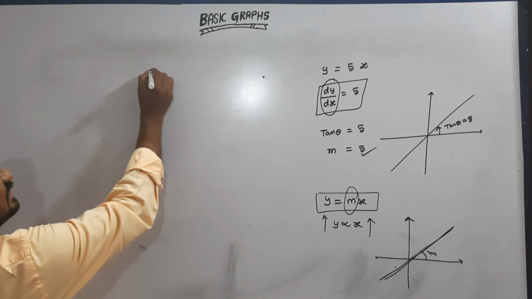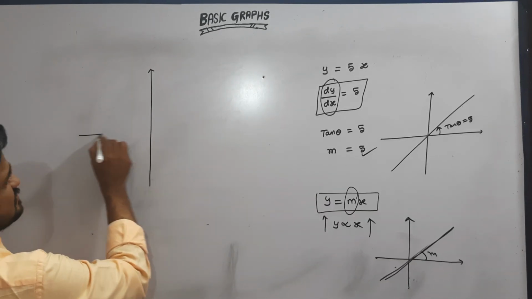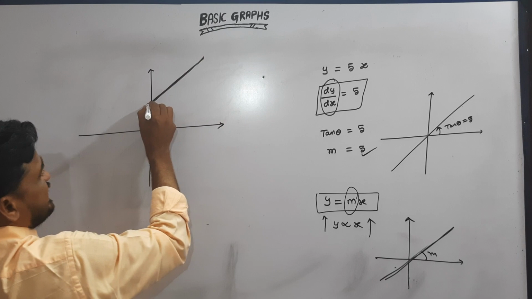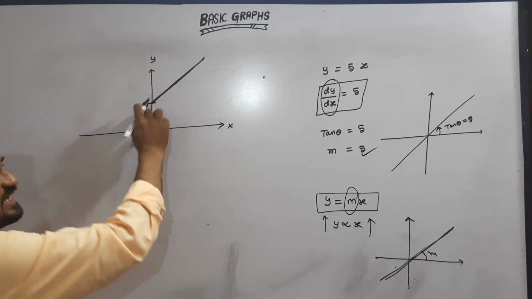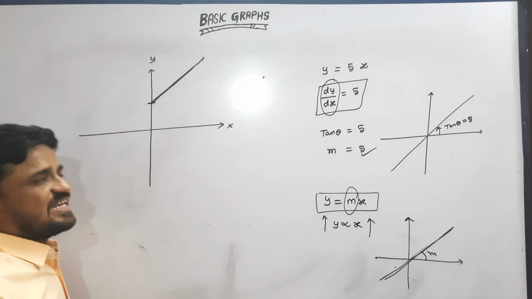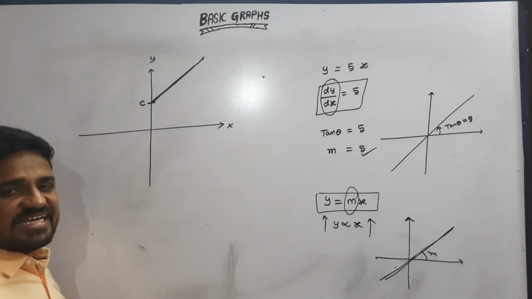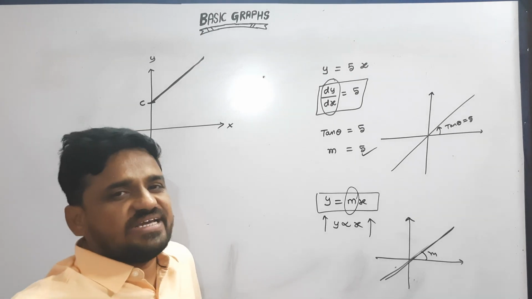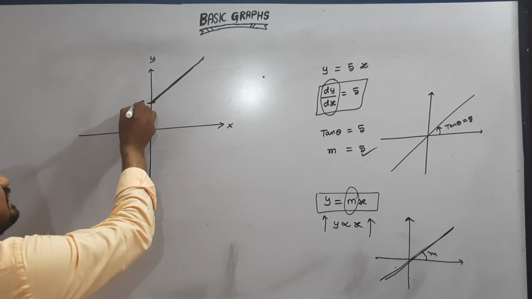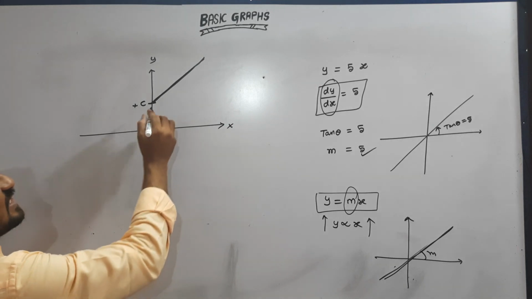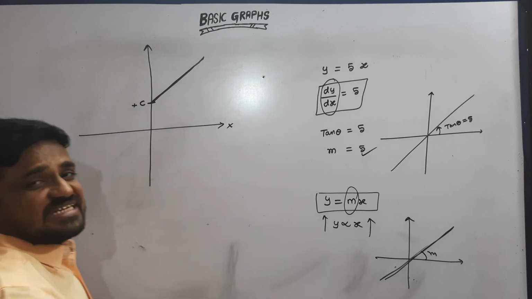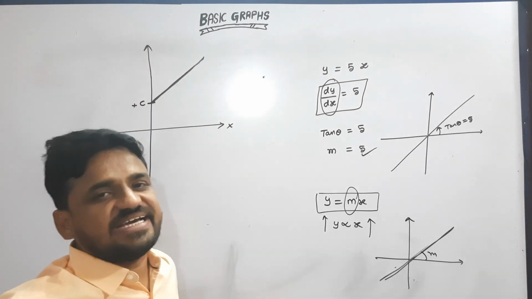Now another graph is this, a straight line. The graph is a straight line but intersects the y axis at C. Here C means the positive intersecting point on the y axis. Here plus C means the graph intersects the positive y axis. So here the graph is a straight line that intersects the positive y axis.